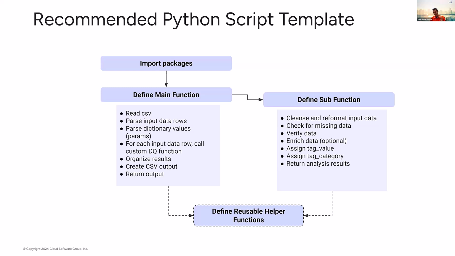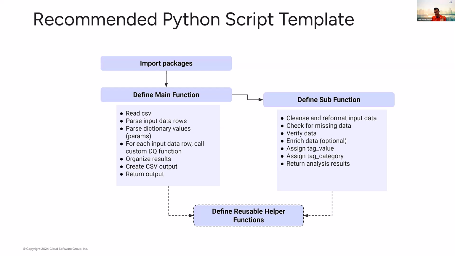And usually what we do in this function is we read the inputs, we parse the input rows, we parse the dictionary values, we make a call to a sub-function that actually does the cleansing, verification, enrichment, and so forth. And then this main function will then take all those results, reorganize them, and generate the CSV output that can be sent back. So that's the purpose of the main function.